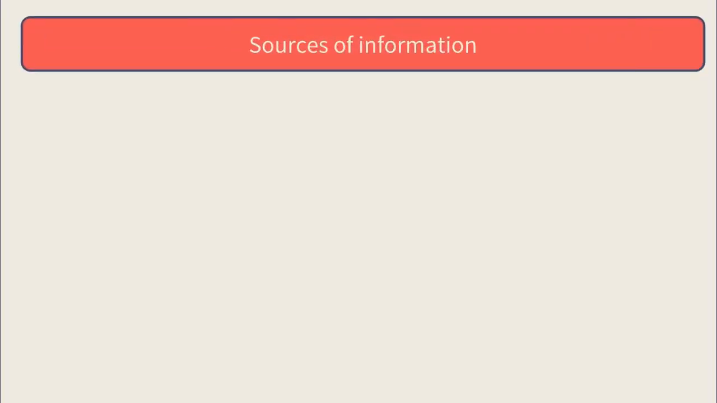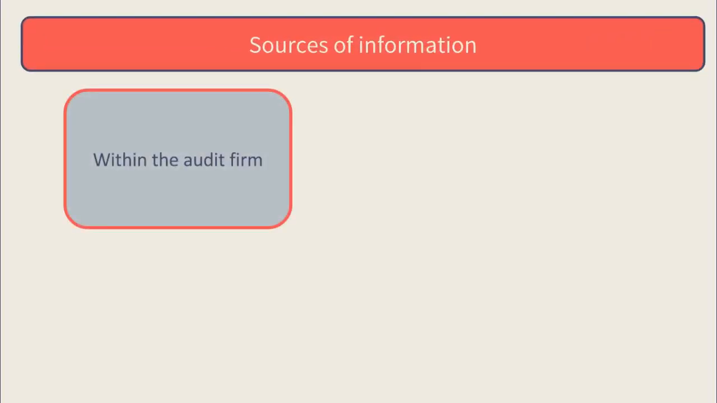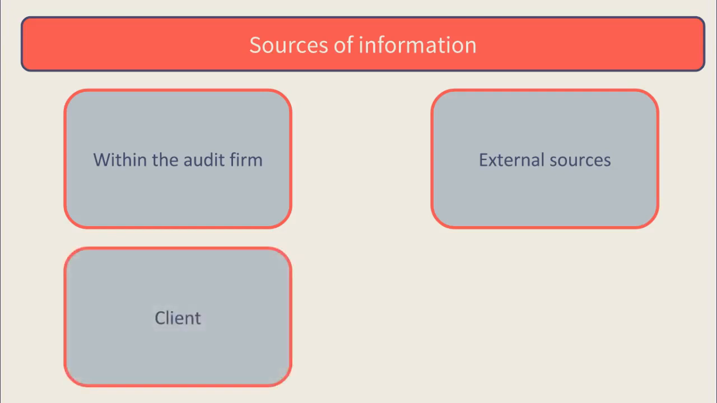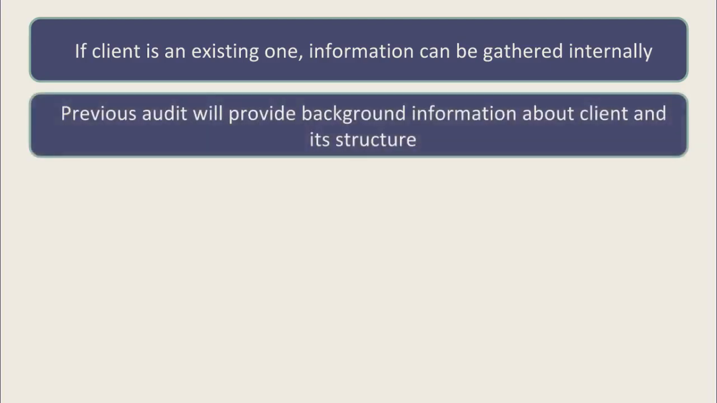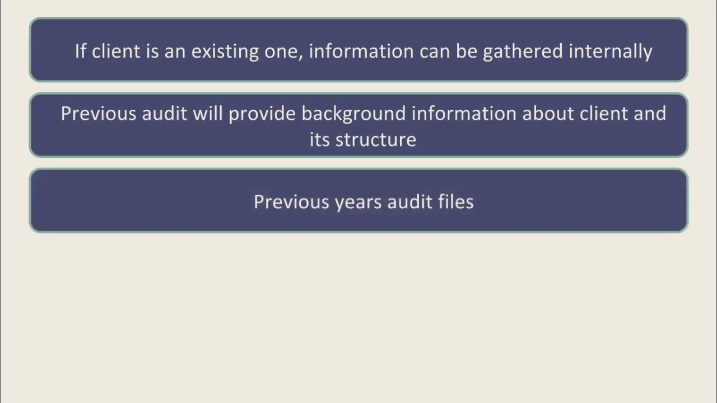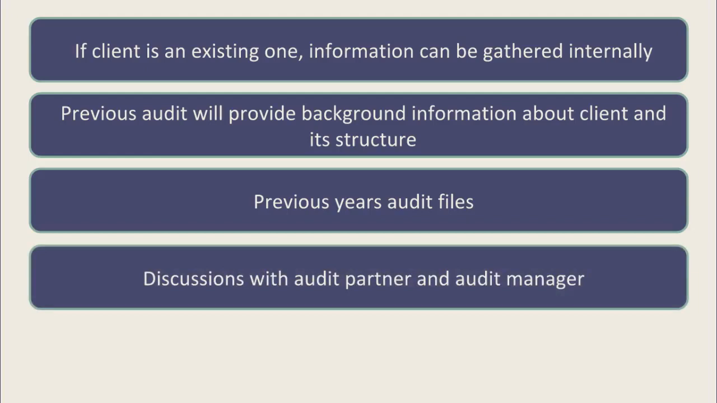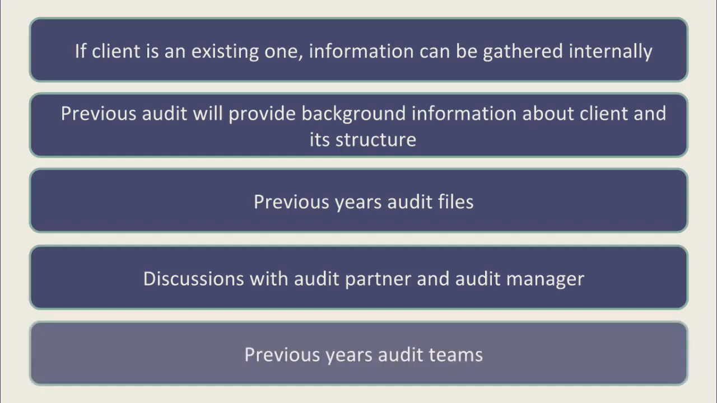The four main sources of information are: within the audit firm, from external sources, from the client, and from the individual auditor. If the client is an existing one, much of the information can be gathered internally within the audit firm. The previous audits will have gained a lot of background information about the client and its structure. Therefore, the previous year's audit files holding the working papers and the permanent audit file will be a good source of information. Discussions with the audit partner, who will have much knowledge about the client, along with the audit manager, is also advisable. Previous year's audit teams will also be able to assist in the understanding of the client.